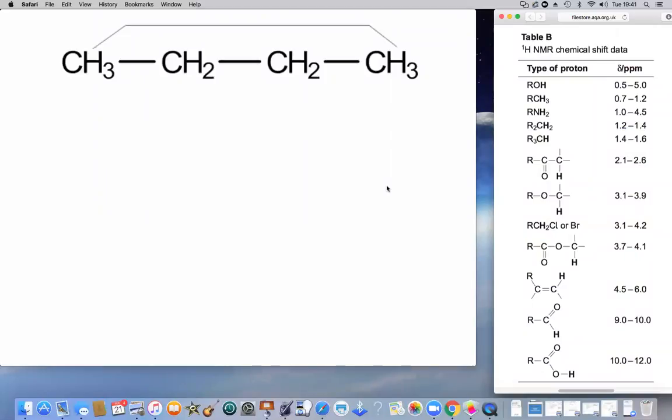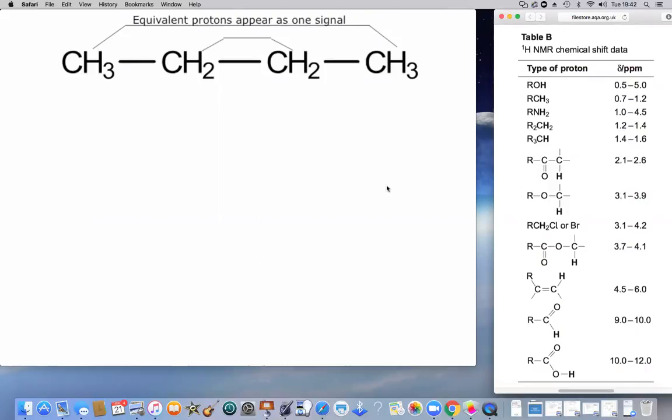So we have butane. We have 2 equivalent proton groups at the end, 2 methyl groups. The protons are attached to carbon, which is attached to CH2, so they appear as one signal. The 2 proton groups in the middle are also equivalent to each other. So this has 2 environments, which means it will show us 2 signals.